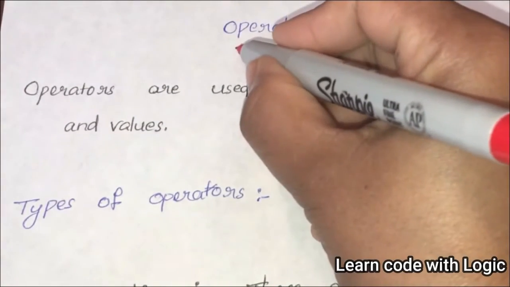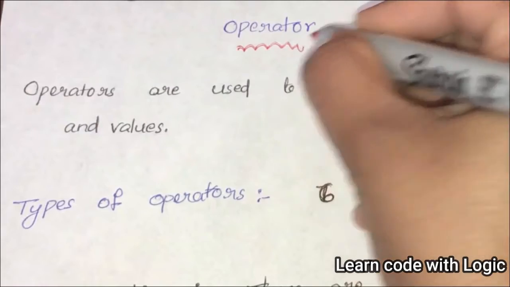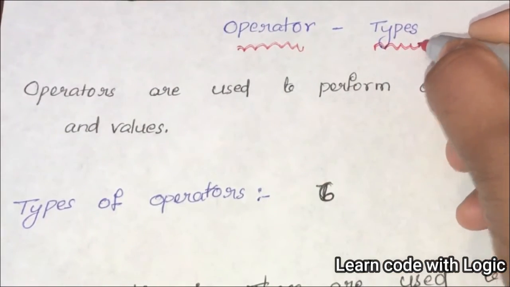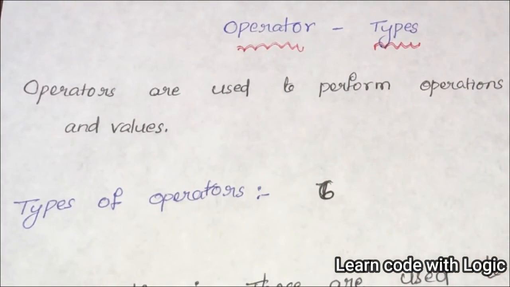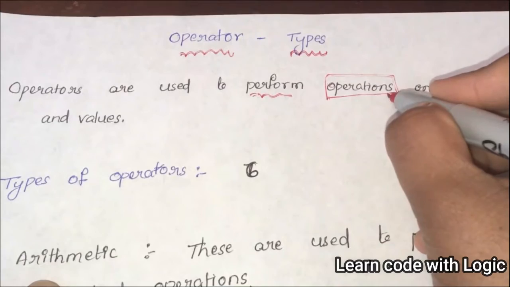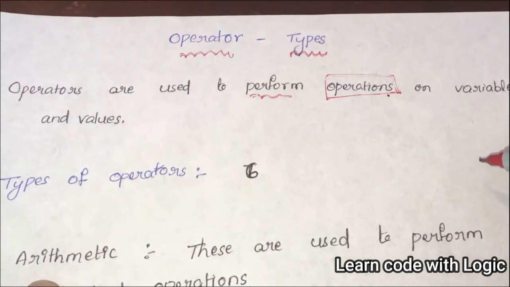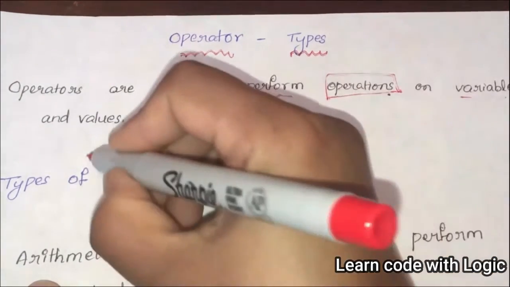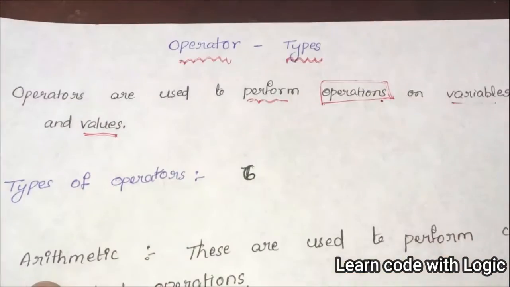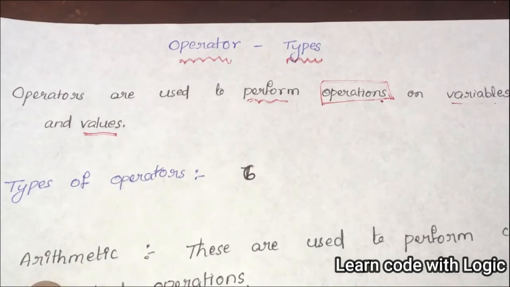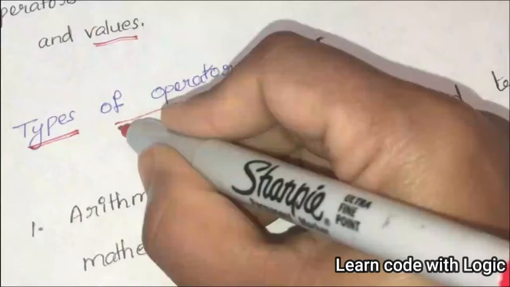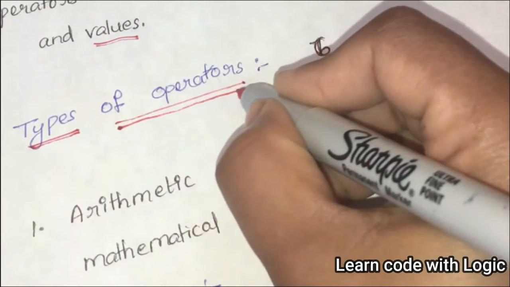In this tutorial, you will learn about operators in Java and the types of operators we generally use in Java. Operators are used to perform operations on variables and values. So, to perform any operations, we need operators. Now, let's talk about types of operators.